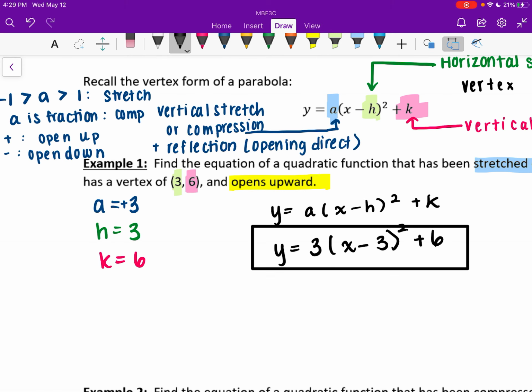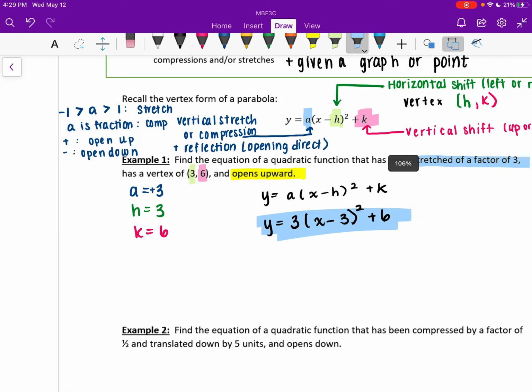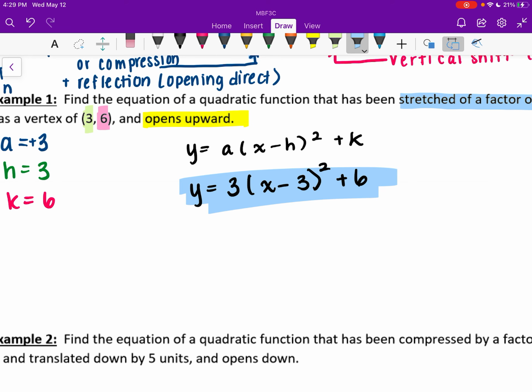Positive 3 is my a value. Sorry, I'm just going to put this in a different color, maybe blue. And that's our equation of the line. So positive 3 is my a value, and positive 3 is my h value. If I pulled this 3 out of this equation, you just have to switch the sign when it goes into the bracket, and then plus 6.